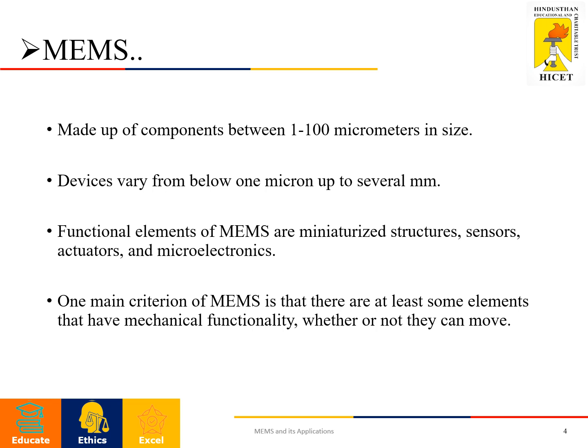Then it is made up of components between 1 to 100 micrometers in size. Devices vary from 1 micron to up to several millimeters. The functional elements of MEMS are miniature structures, sensors, actuators and microelectronics. One main criterion of MEMS is that there are at least some elements that have a mechanical functionality, whether or not they can move.